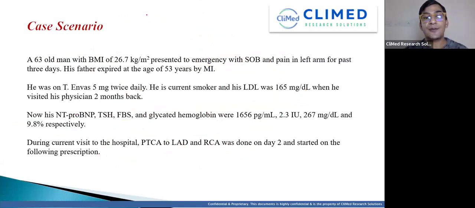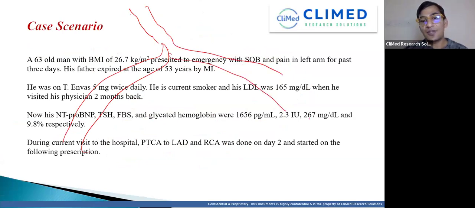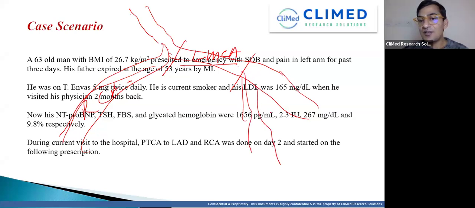So suppose in the heart these are the arteries. This artery goes to the right side, and these arteries go to the left side. This is the left main coronary artery, LMCA, and this is the entire RCA, the right coronary artery. And after that there are branches.